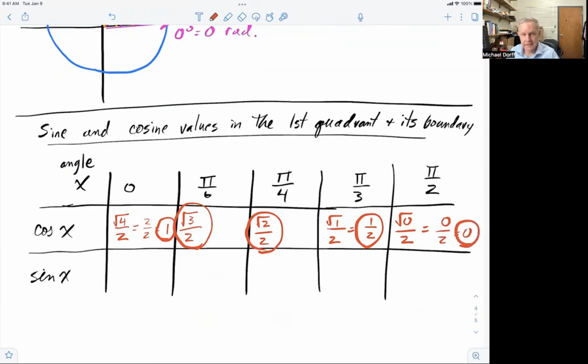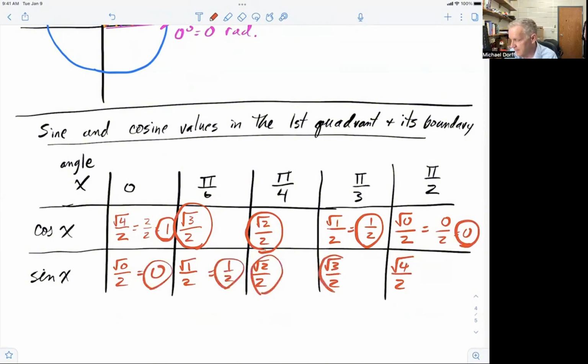All right, what about sine of x, the sine of these angles? Well, it's exactly the same thing, but the order is switched. So we start with the square root of 0 over 2, square root of 1 over 2, square root of 2 over 2, square root of 3 over 2, square root of 4 over 2. And if I simplify it, I get 0, 1/2. I keep square root of 2 over 2, keep square root of 3 over 2, and the last one I get 1. I think that's really cool. I hope if you're watching this that you're just like saying, wow, isn't math so cool?